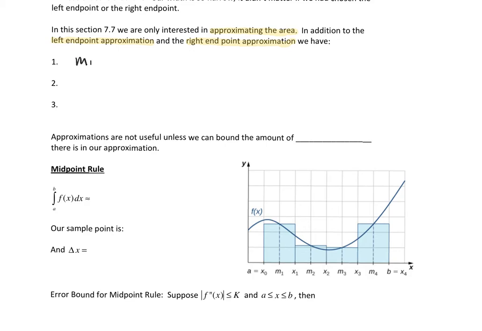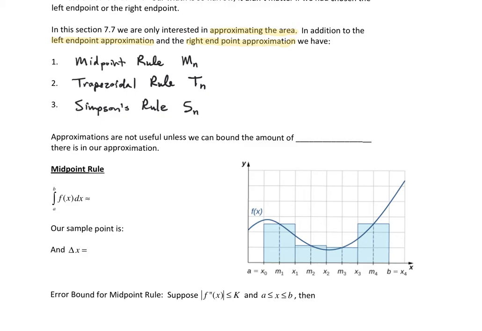We have the midpoint rule, and that's going to be abbreviated M sub n. We're going to learn about the trapezoidal rule in a subsequent video. Trapezoidal rule, and that's abbreviated T sub n. And then we're going to learn about something called Simpson's rule, and that's approximated with S sub n. And in all three of these cases, n represents the number of subintervals we have.